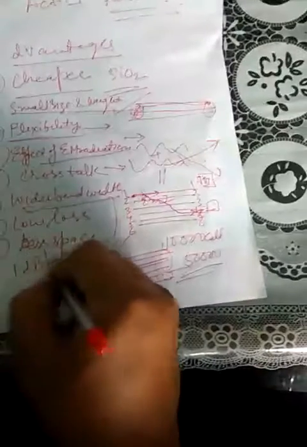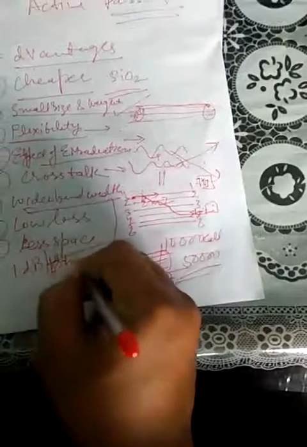They have very large bandwidth, and they have very low losses, around 1 decibel to 0.2 decibel per kilometer, as compared to other fibers that have 10 decibel, 20 decibel per kilometer losses. And they occupy very little space. So that is the advantage of the optical fiber.